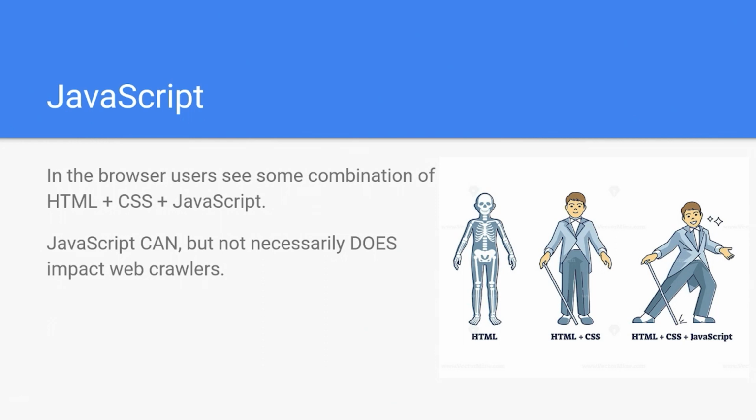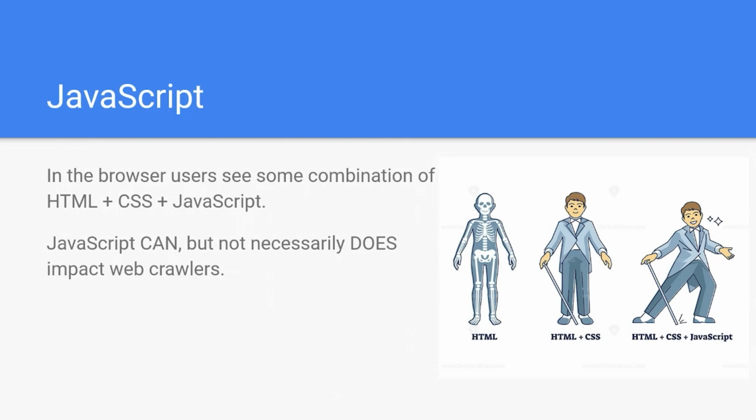Then you may have some CSS, which is basically styling. So you're telling the browser, please make my background red and my text purple, whatever, but it doesn't really change the behavior of the application. But JavaScript does change the behavior of the application. So when you see all those beautiful buttons you may interact with, you are using JavaScript under the hood. And what you should know from this is that JavaScript can, but not necessarily does, impact web crawlers.